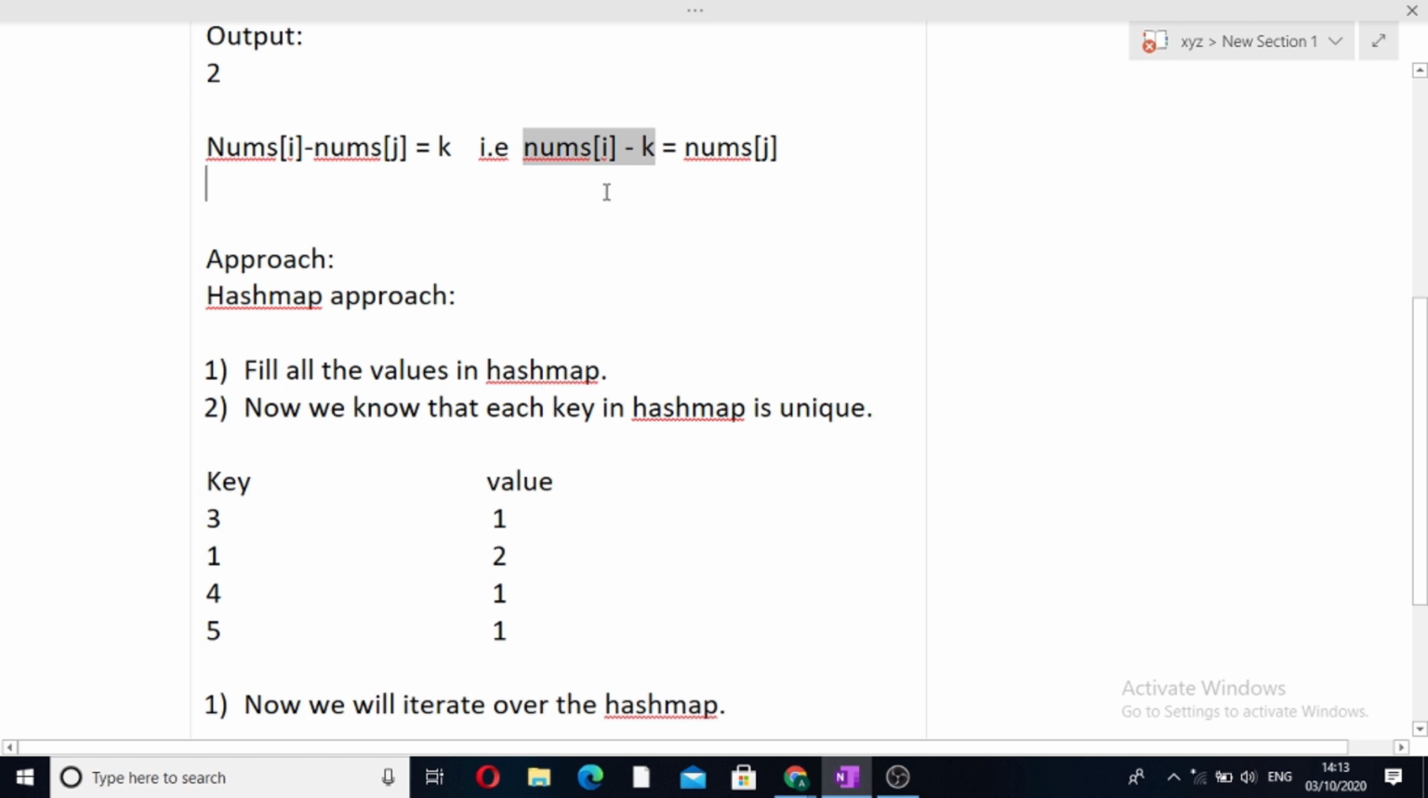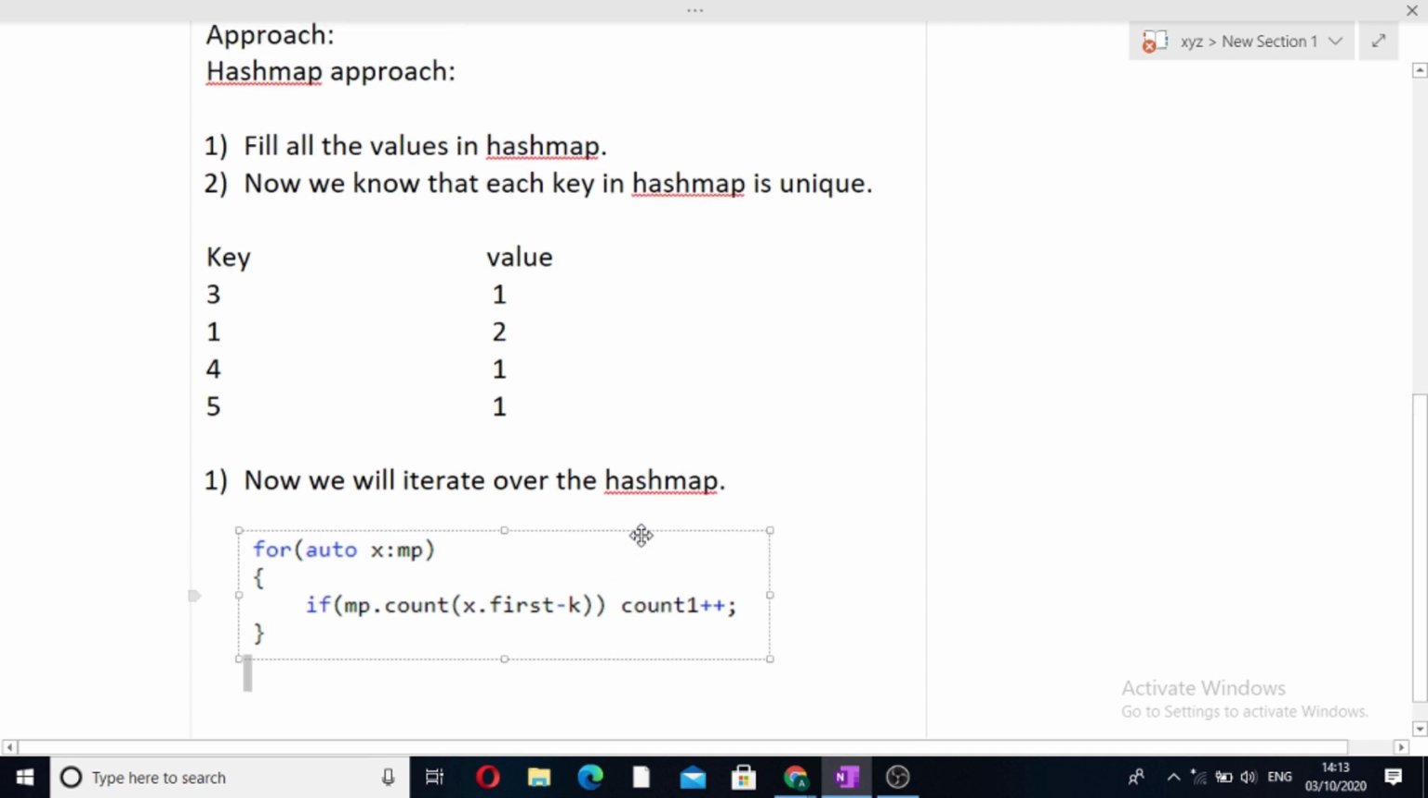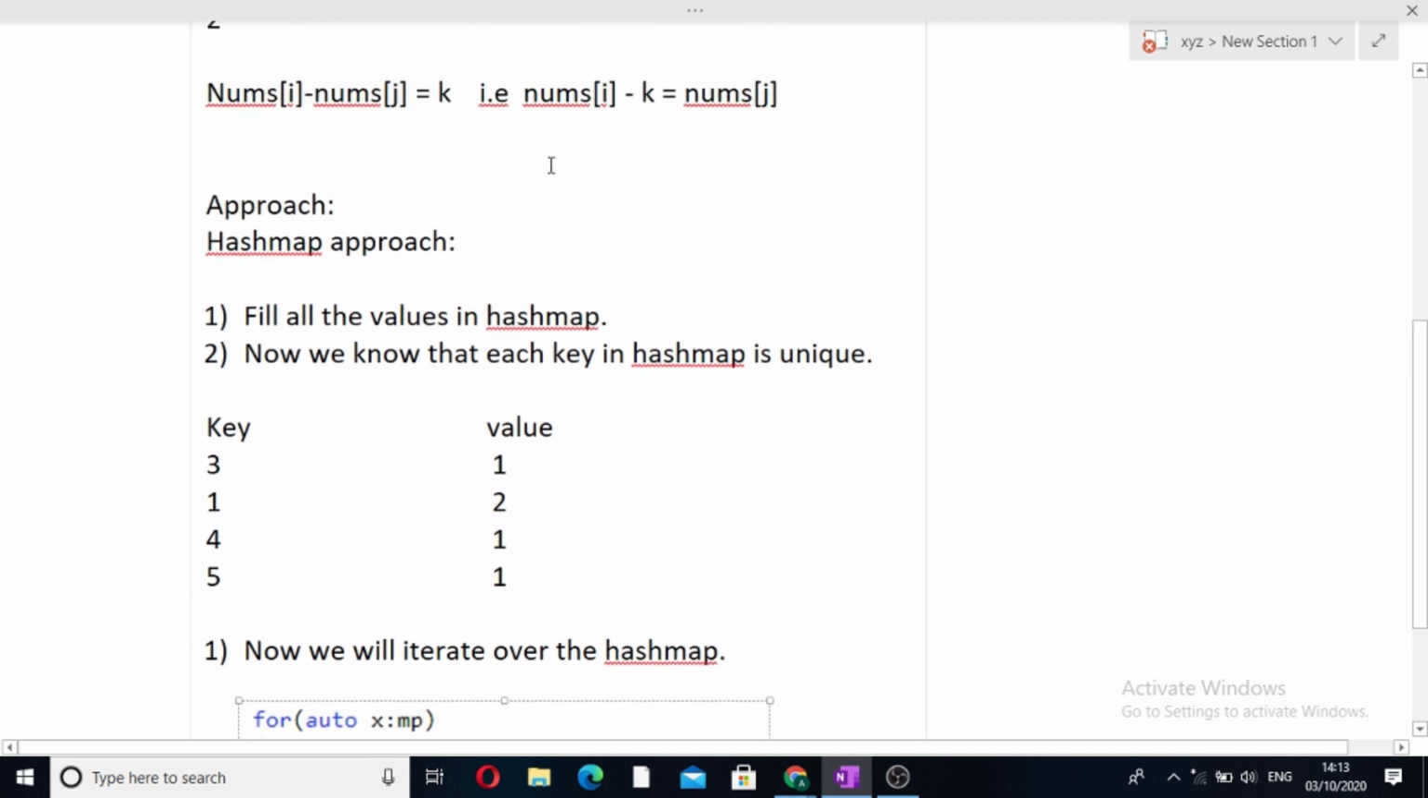So here nums[i] is being converted to the key of the hash map, that is x.first, and our k is the given constraint, that is the k which is given in the question. So we have to find whether there is a value of nums[i] minus k in the hash map or not. If the value exists, it means that nums[i] minus k exists in the hash map. It means that this condition is fulfilled.